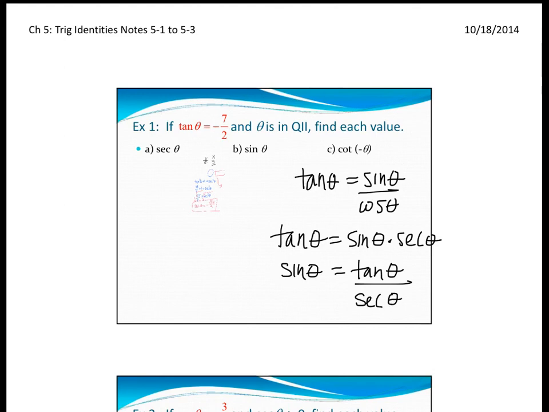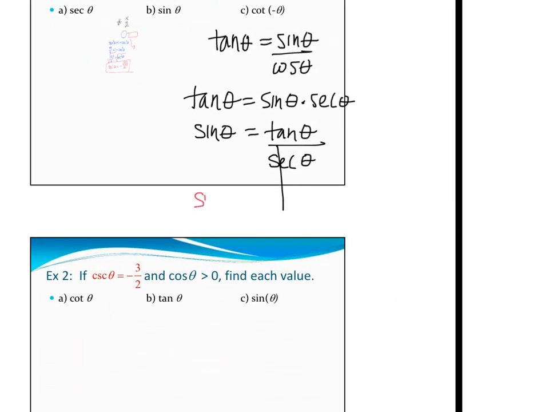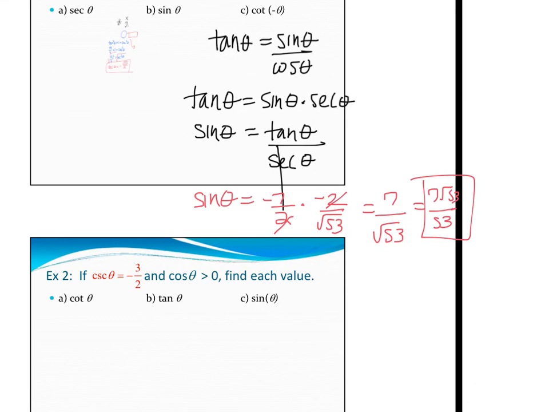At this point, I was given tangent, I found secant, so I can plug those values in to solve for my sine ratio. I can say that sine of theta is equal to negative 7/2, and then when I'm dividing by secant, that is the same as multiplying by its reciprocal, so I can say times negative 2 over root 53, giving me positive 7 over root 53, and after rationalizing, I get positive 7 root 53 over 53 for my sine ratio.